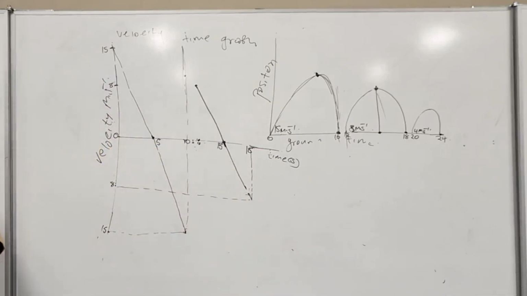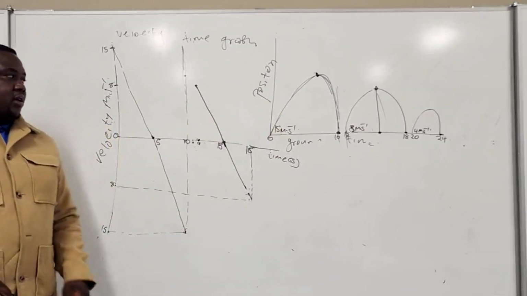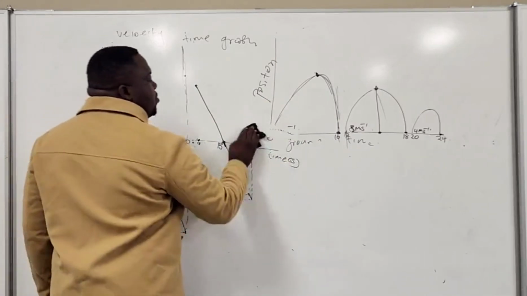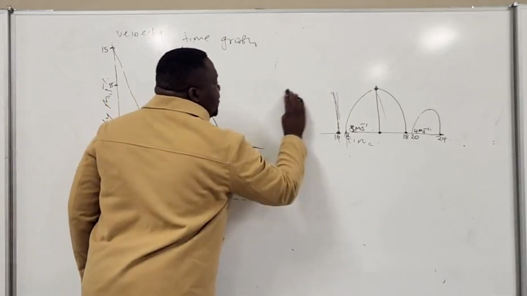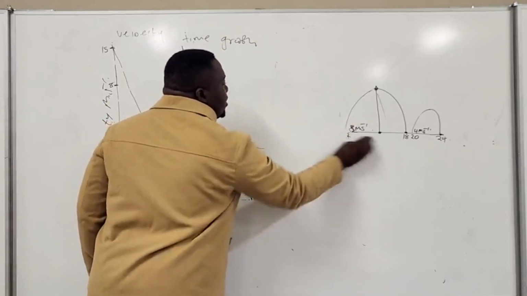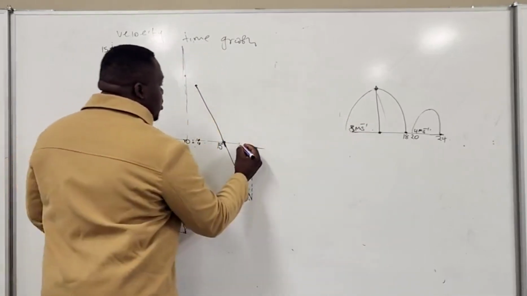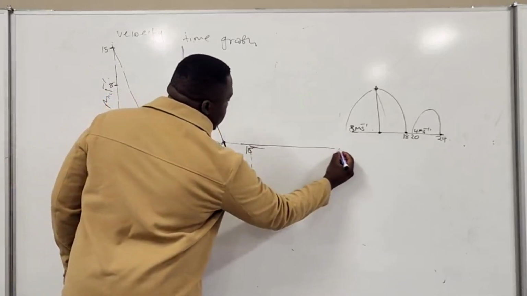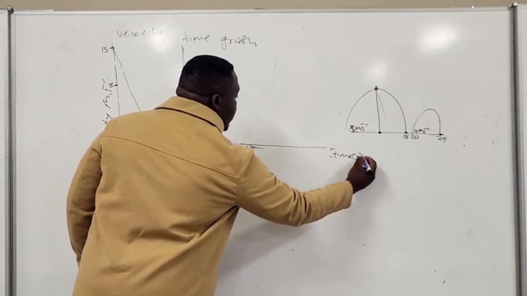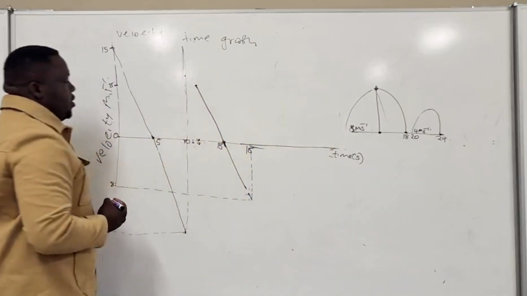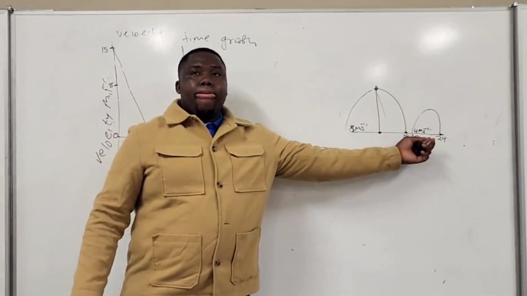So let us demonstrate the second bounce. How do we demonstrate the second bounce? Please bear with me. Let me erase this part so that I can have enough space to make this demonstration. Okay. So this is our x-axis, and this is the time in second. Time in second.